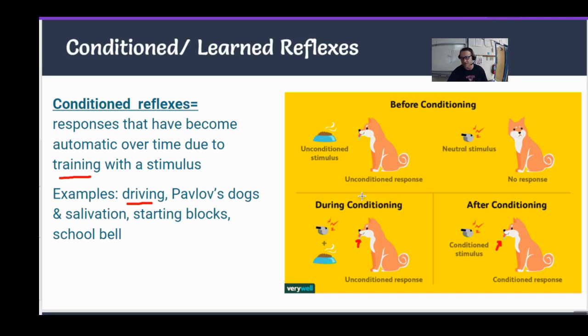Here's Pavlov's dogs over here, what I said, the salivation. Starting blocks: track runners, ready, set, and the gun goes off. Boom. Those guys are conditioned. They're conditioned when they hear that sound. Boom, they're gone. So they can react to the sound of that starter pistol a lot faster than some guy or girl that never practices it. And hopefully the school bell. You hear that school bell, and boom, you start walking to class. That's the way it's supposed to go. So those are all conditioned reflexes.